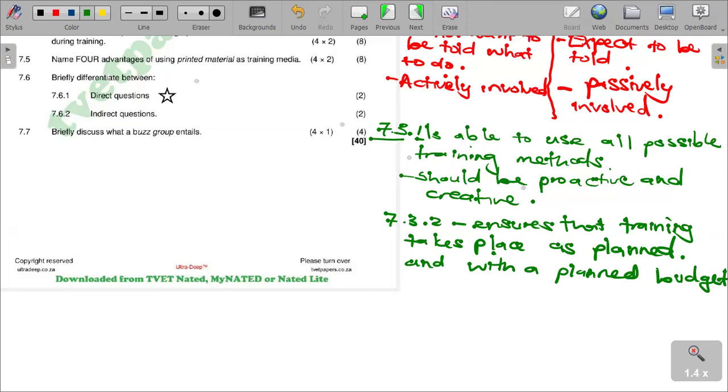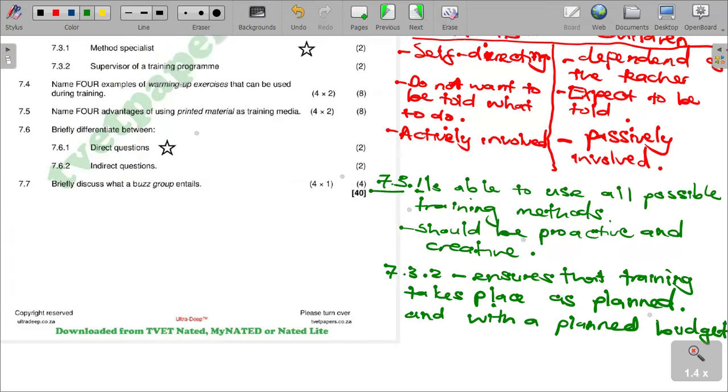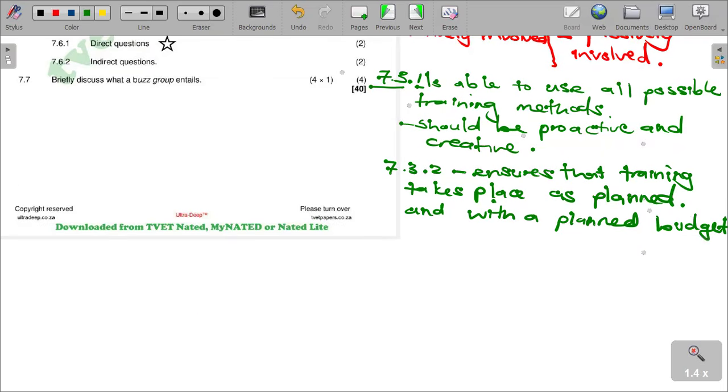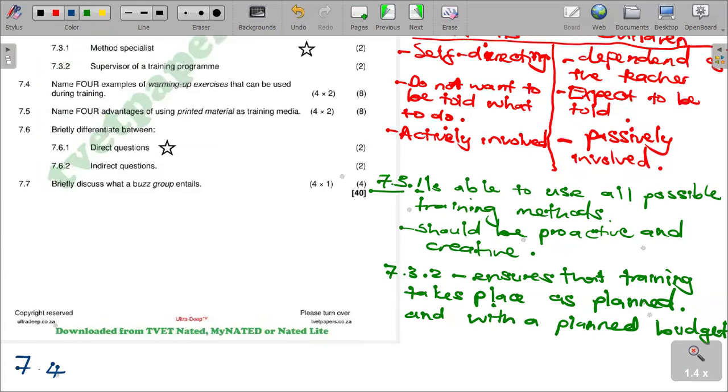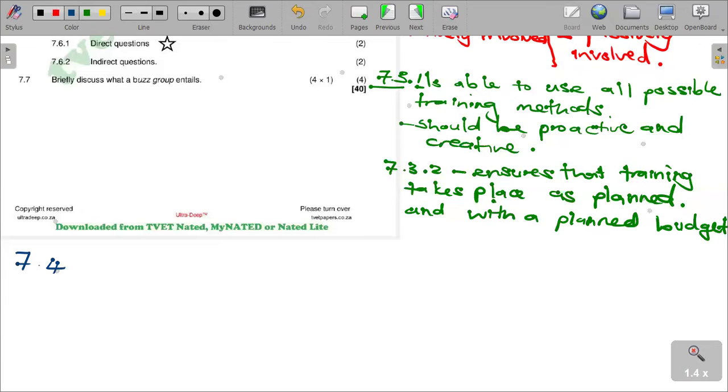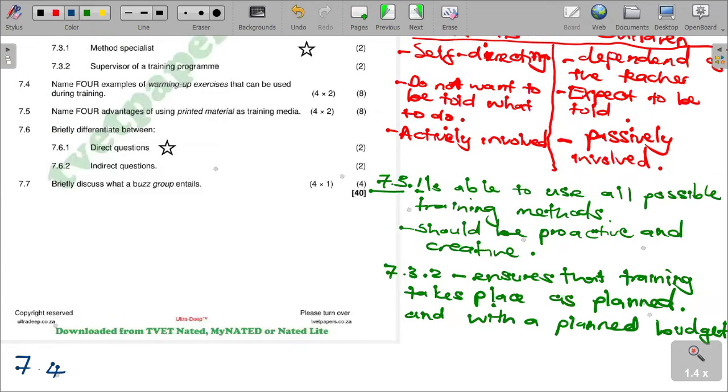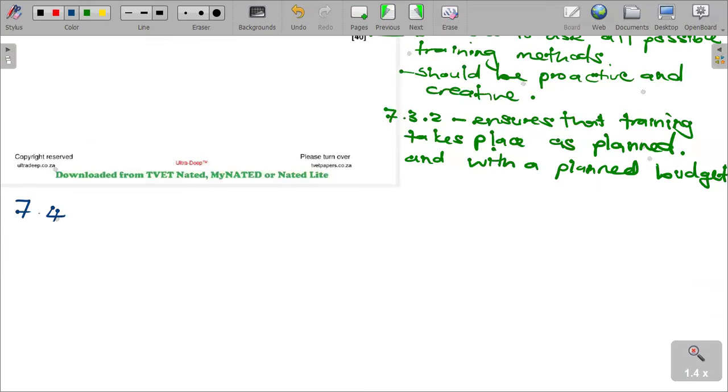Right. Okay, let's move on to question 7.4. Name four examples of warming up exercises that can be used during training. 8 marks. Warming up exercises. Right.